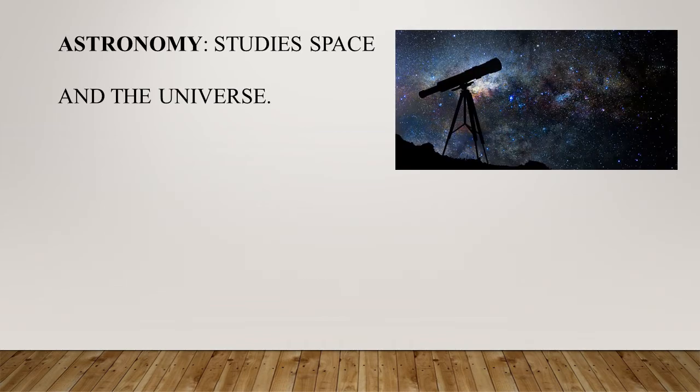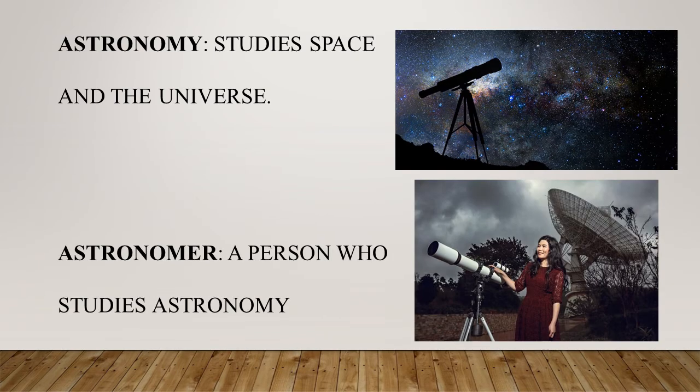First of all, we have astronomy. Astronomy studies space and the universe. All right? So, we will look at the word universe, but it essentially means everything. You and me, the earth, the moon, the planets, the sun, the stars, etc. Now, the first career vocab word is an astronomer. An astronomer is a person who studies astronomy. Okay?